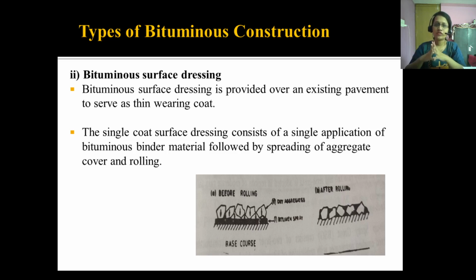So what is the function of this bituminous surface dressing? It is to serve as a thin wearing course of the pavement and to protect the base courses, then to waterproof the pavement surface and to prevent the infiltration of the surface water, then to provide a dust free pavement in dry weather, and mud free pavement in wet weather.